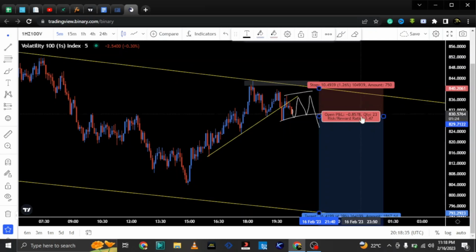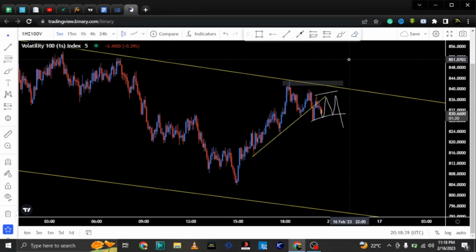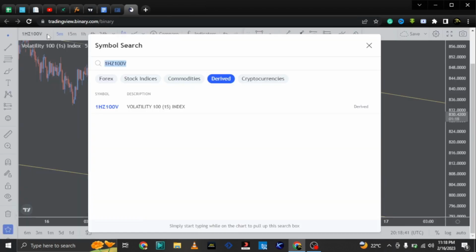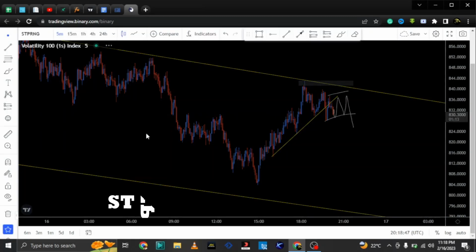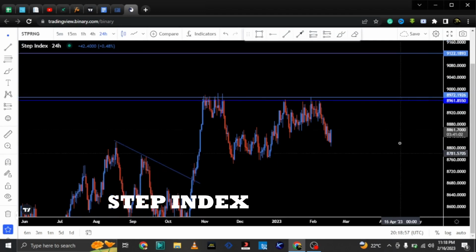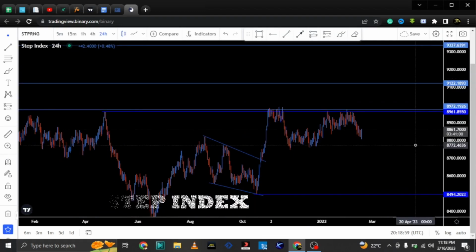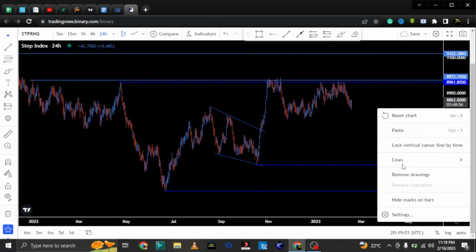All right, guys, so that is what I'll be looking at on volatility 100. I know I said this is the last one, but let me just quickly look at step index. So this is step index, guys, and I'm on the daily time frame. Okay, remember this move. Okay, beautiful.